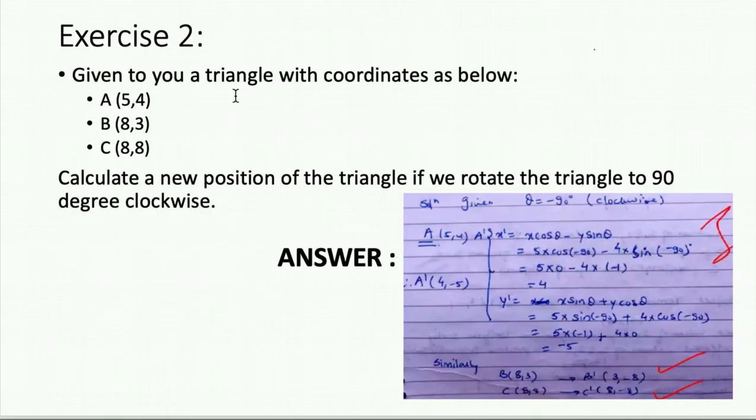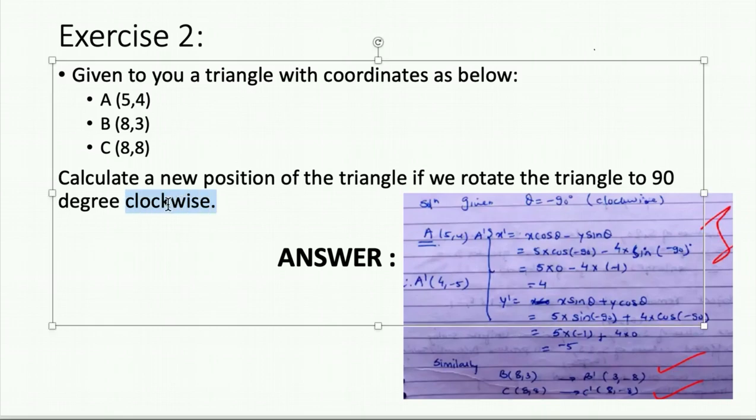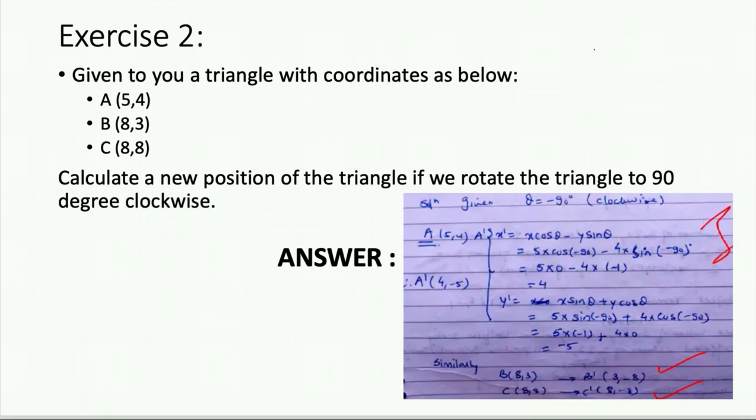So this is an example, an exercise which you can try. Don't forget the keyword clockwise or anti-clockwise. For clockwise, it should be rotated by a negative angle, negative theta.